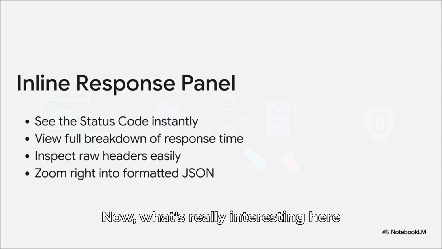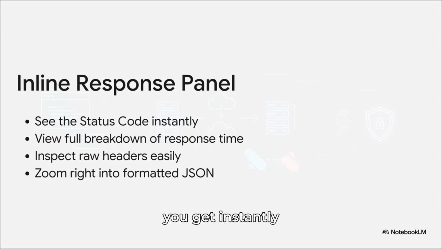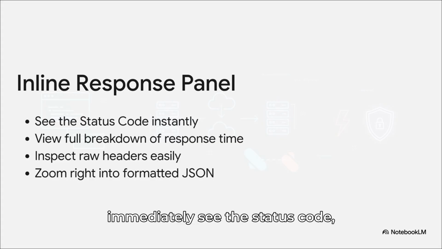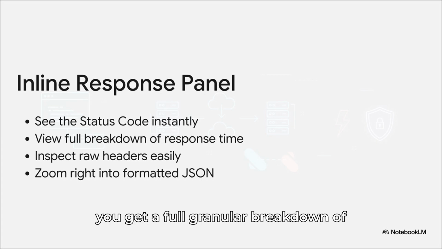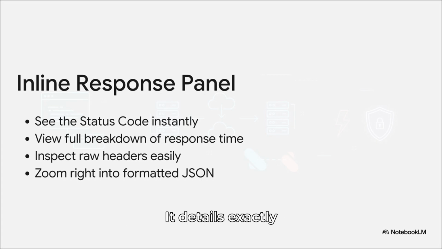Now, what's really interesting here is the sheer wealth of information you get instantly in that inline response panel. Obviously, you immediately see the status code, but it gets so much better. By simply hovering over the total duration in the status bar, you get a full granular breakdown of the response time. It details exactly how many milliseconds were spent on socket, DNS, TCP, and download. You can inspect the headers to see if maybe a load balancer dropped something and zoom right into the formatted JSON payload. It's literally an incredibly powerful diagnostic tool that just pops up right next to the code you're actively debugging.